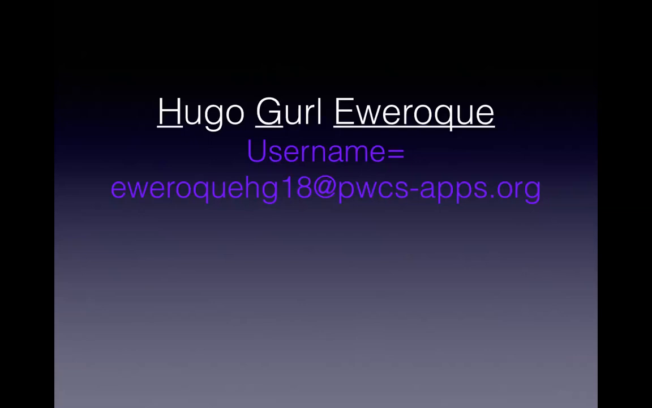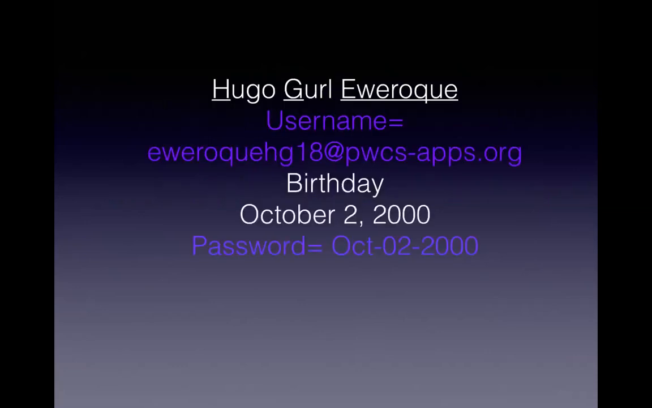So what you should do right now is figure out what your username is, and write it down somewhere where it will be handy. You may want to put it in your agenda. You may also want to put it on a piece of paper and put it on your refrigerator. So your username again is your last name, first letter of your first name, first letter of your middle name, 18 at pwcs-apps.org.